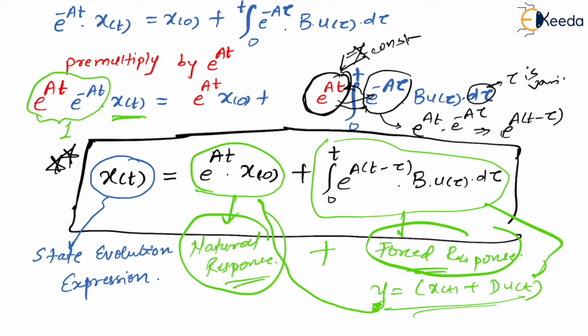State evolution expression means that from the initial condition of my state to some value, how my state changed is given by this equation. Hence it is called the state evolution expression. How my state evolved from its initial condition to some value at t equals T. That is what has been shown. This is the whole thing. Now let us take one example such that you will understand it in a better way.